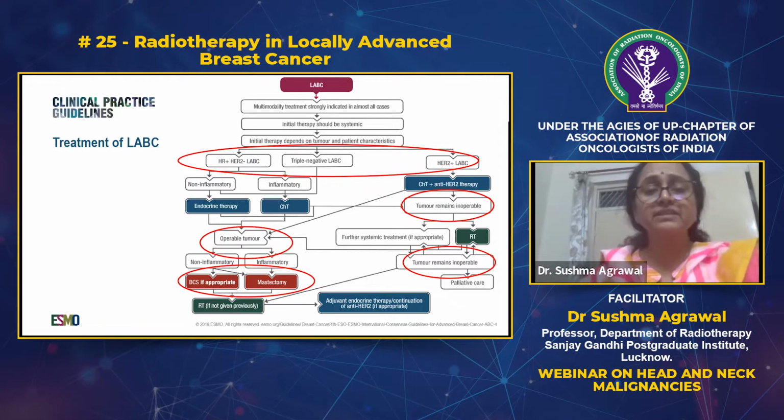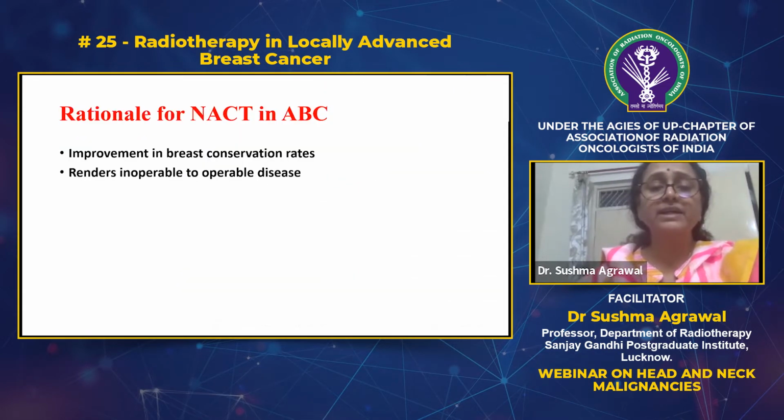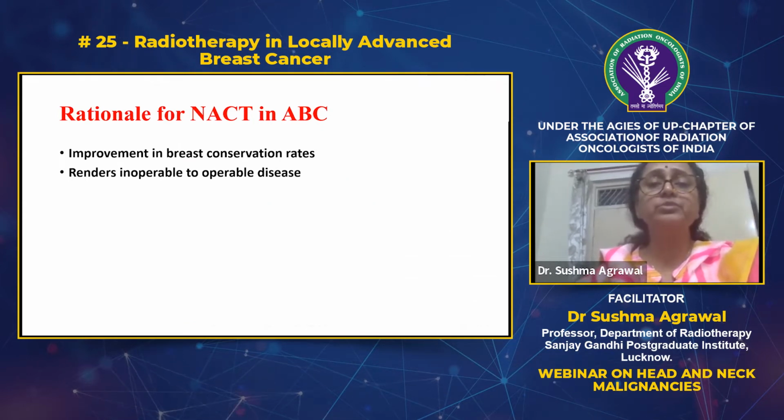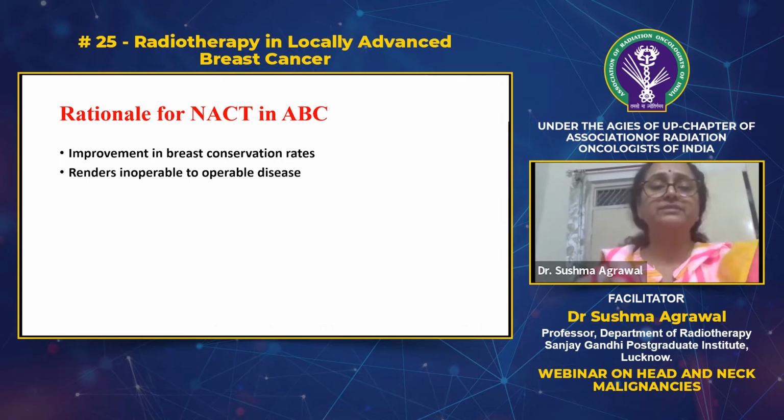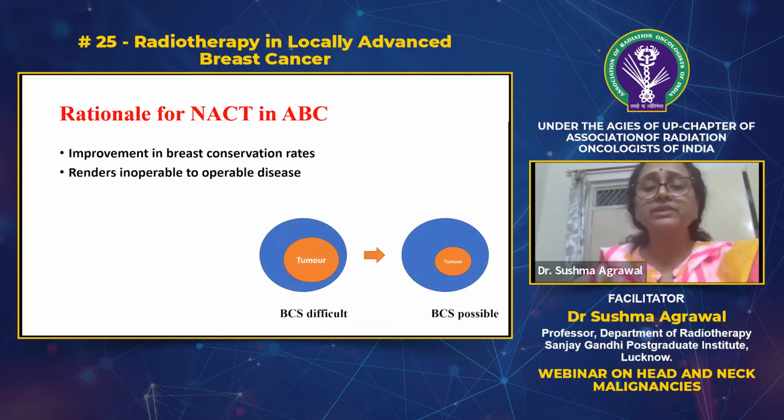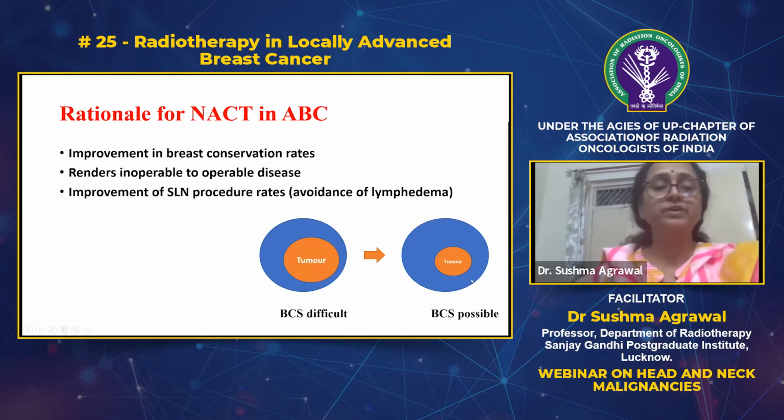Now, after having seen this flow chart, let's see how the rationale for neoadjuvant chemotherapy evolved in advanced breast cancer. Initially, the T2s and N1s were taken in the study, and people wanted to see whether any improvement in breast conservation was possible, and whether inoperable could become operable. As you can see in this diagram, here the tumor is so big where BCS is difficult, and if you downsize, BCS becomes possible.